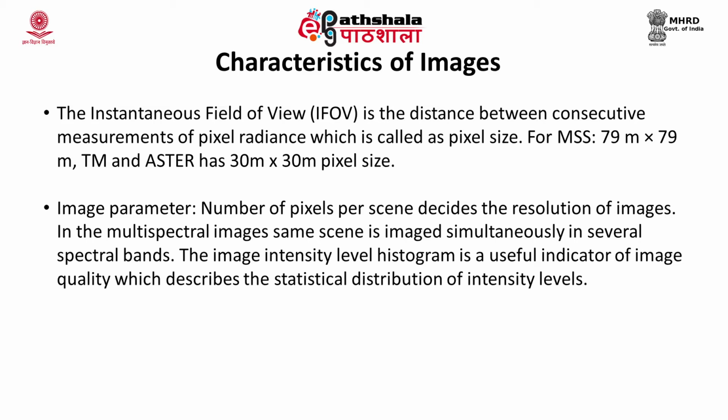And then another one is the image parameter. In the image parameter, the number of pixels per scene decides the resolution of the image. In the multispectral image, the same scene is imaged simultaneously in several spectral bands. The image intensity level histogram is a useful indicator of image quality, which describes the statistical distribution of the intensity level, and this image parameter we can use for the interpretation.